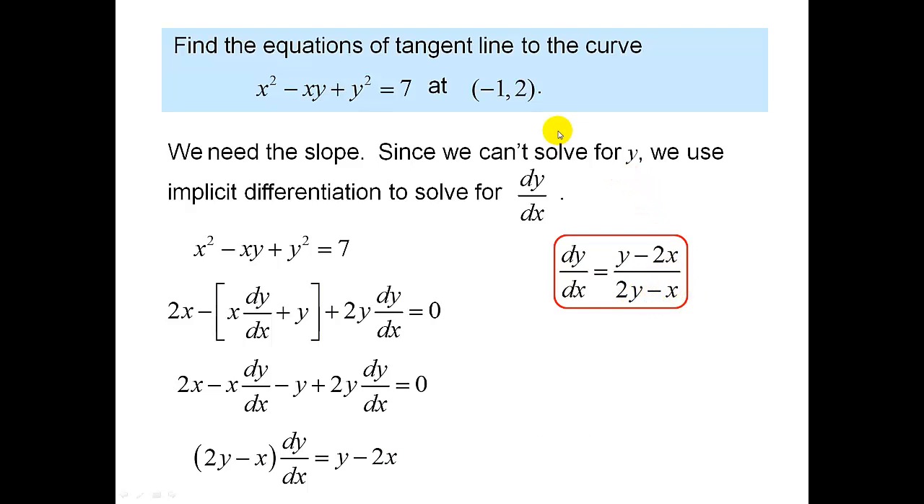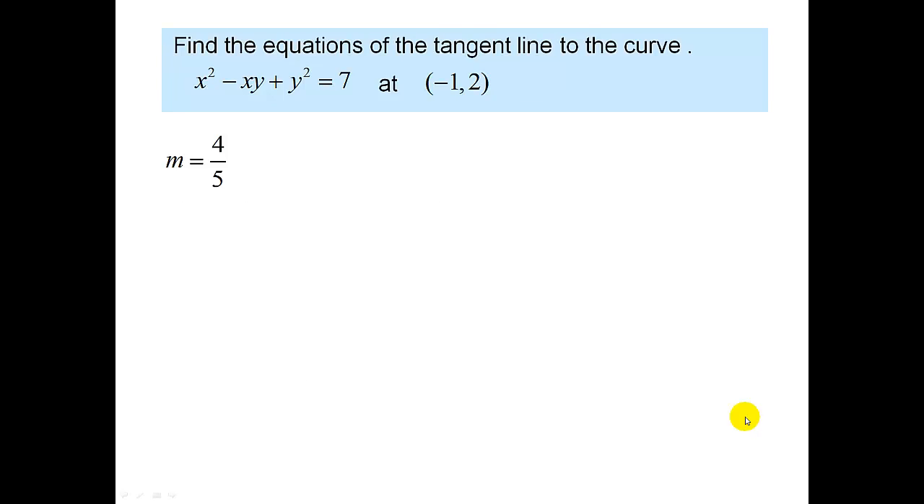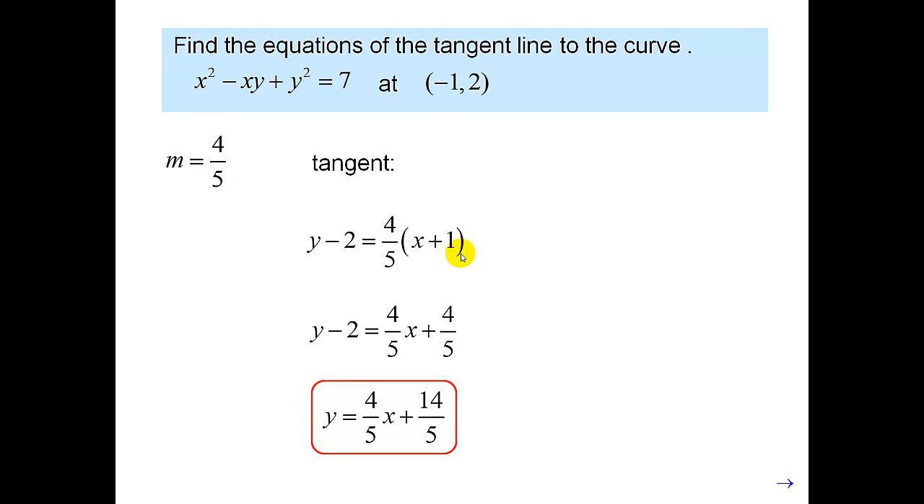We're evaluating this at the point -1, 2. So everywhere we see an x, we're going to put in a -1. Everywhere we see a y, we're going to put in a 2. When we do that, we get a slope of 4/5. Well, now that we know the slope is 4/5 and we know the point is -1, 2, we're going to find the equation of the line that goes through that point with that slope. And we'll put it in point-slope form. So it's y minus 2 equals 4/5 times x minus -1, or x plus 1. Once we simplify it and get y by itself, 4/5 x plus 14/5 is the equation of the tangent line.